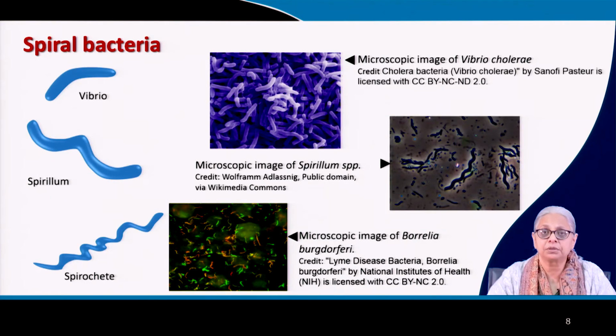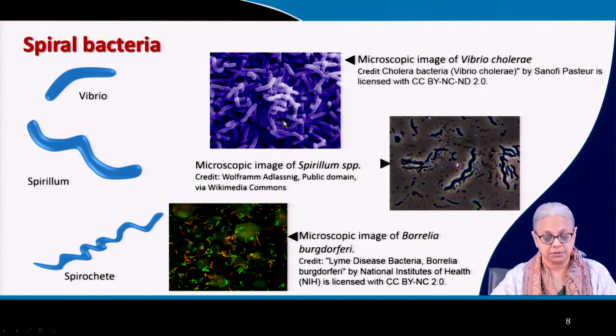Then we have some more interesting forms. The next one is Vibrio, which is very famous for being Vibrio cholerae. It causes cholera. It's comma shaped. We used to call it a comma shaped organism. So this is an example of Vibrio. Here we have Vibrio cholerae in SEM. I think it's an SEM.